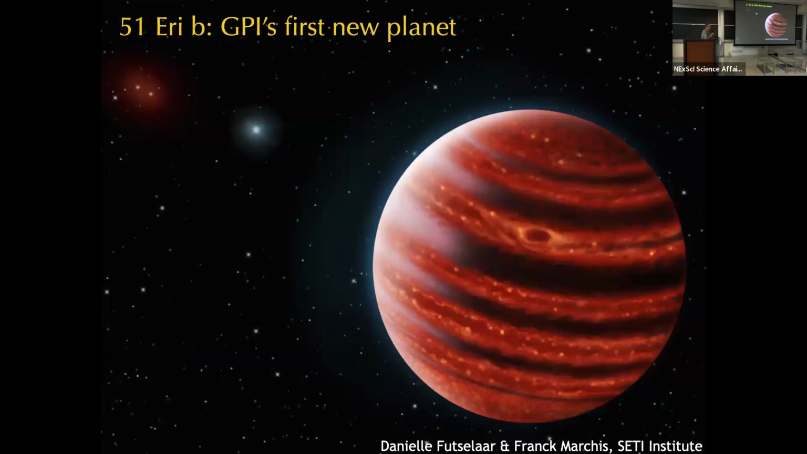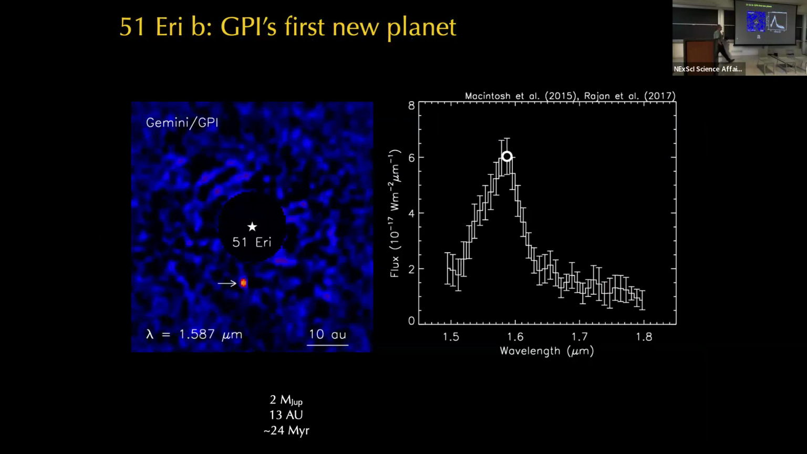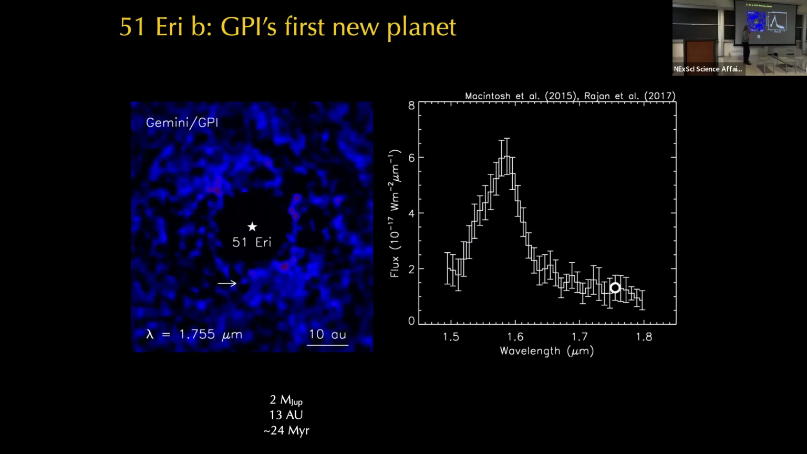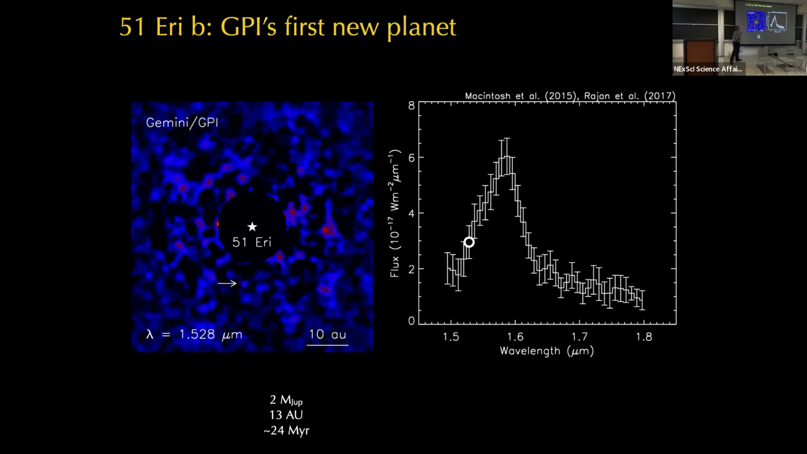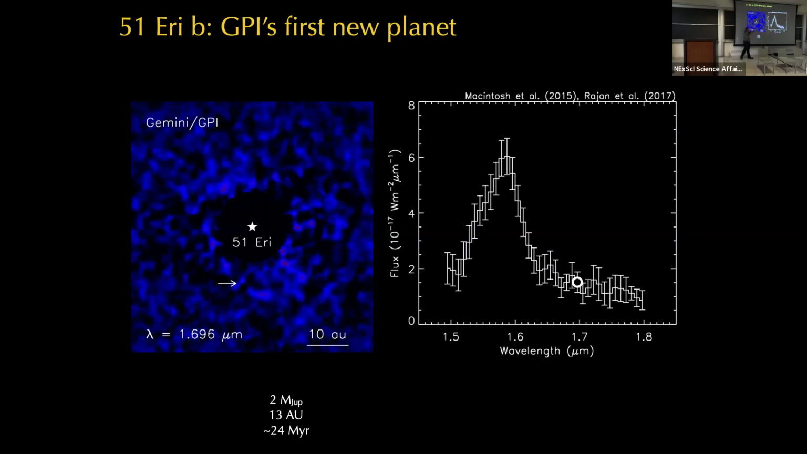GPI's first big success was finding a planet around the star 51 Eridani. Here's a nice artist's conception of that planet. But of course, with direct imaging, you don't need an artist's conception. You can just look at the actual planet. So here's the actual discovery image. Again, integral field spectrograph, so we're stepping through wavelengths across the H-band. Always look for the little arrow pointing to this little dot here.